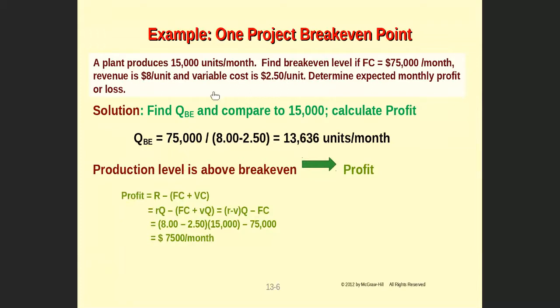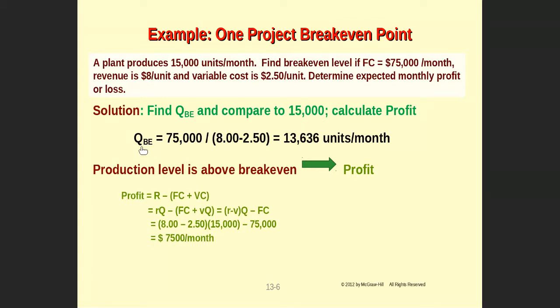The current production level is 15,000, and the break-even is 13,636. Without calculating the profit or the cost, we can tell there is a profit. Why? Because the actual production quantity is greater than the break-even quantity, and in that case, you are having a profit.